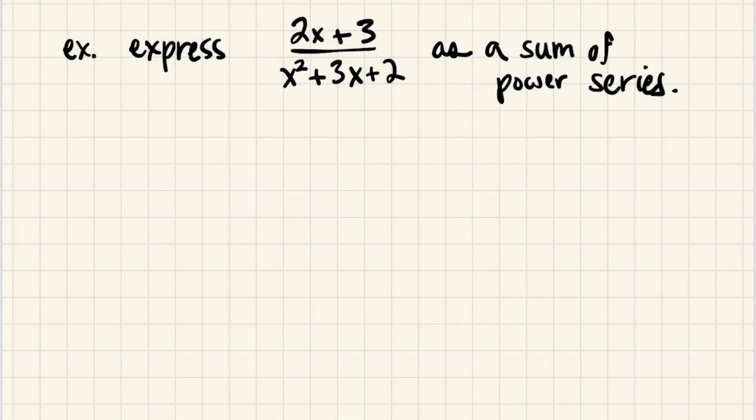All right, so we're going to continue basically doing the same thing. But here it's not so obvious how to write this in terms of 1 over 1 minus stuff. However, it does say to write it as a sum of power series, so that gives us a bit of a hint on how to proceed. And we're going to use partial fraction decomposition.